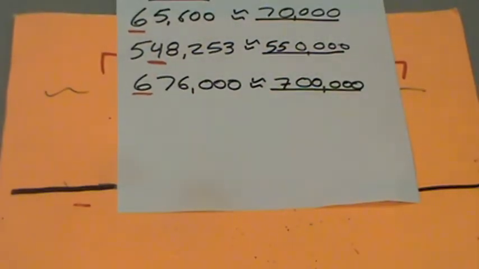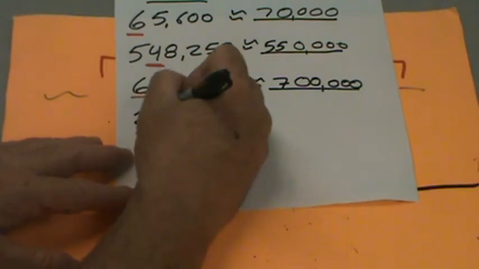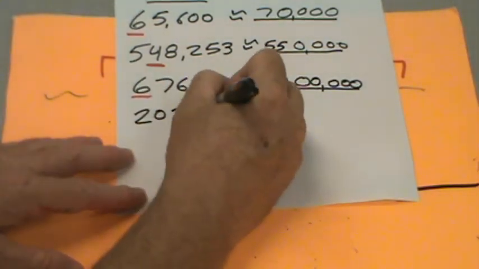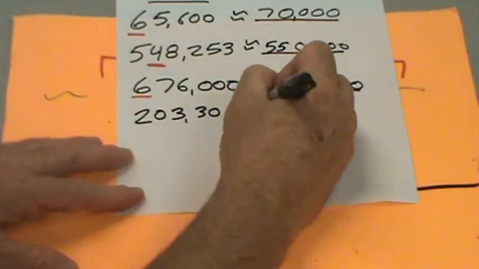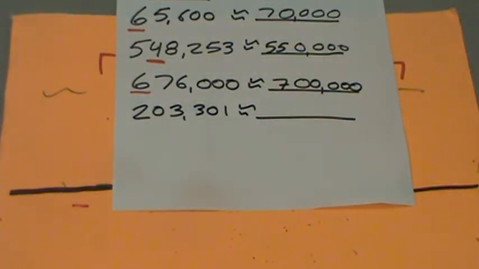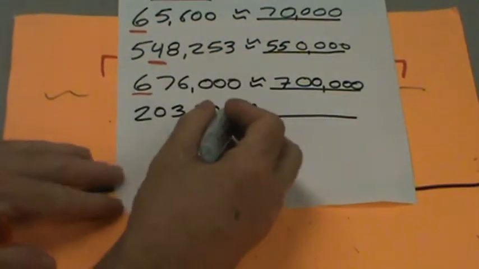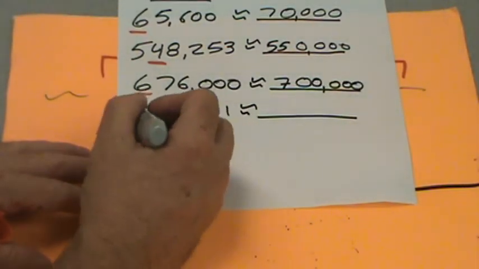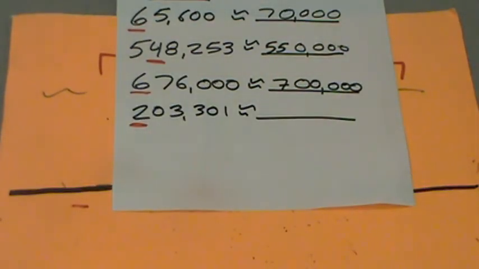Alrighty, we're moving right along. It really is amazing how fast we move. Let's do this one, 203,301. Round it to something. Now, we're doing the nearest 100,000s. Not the ones, not the tens, not the hundreds, not the thousands, not the 10,000s, but the 100,000s.